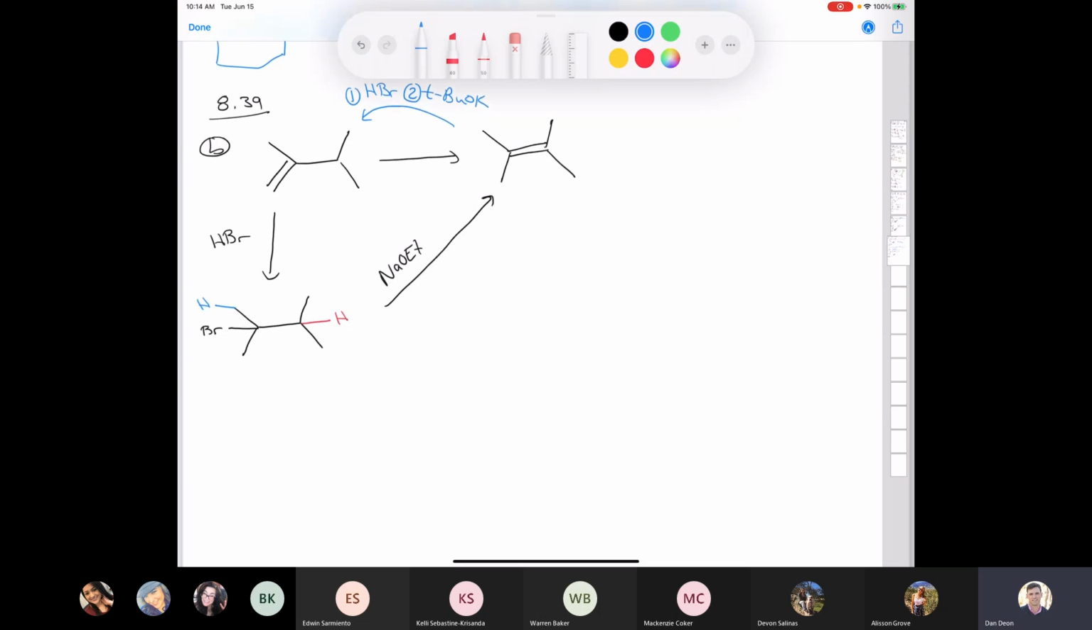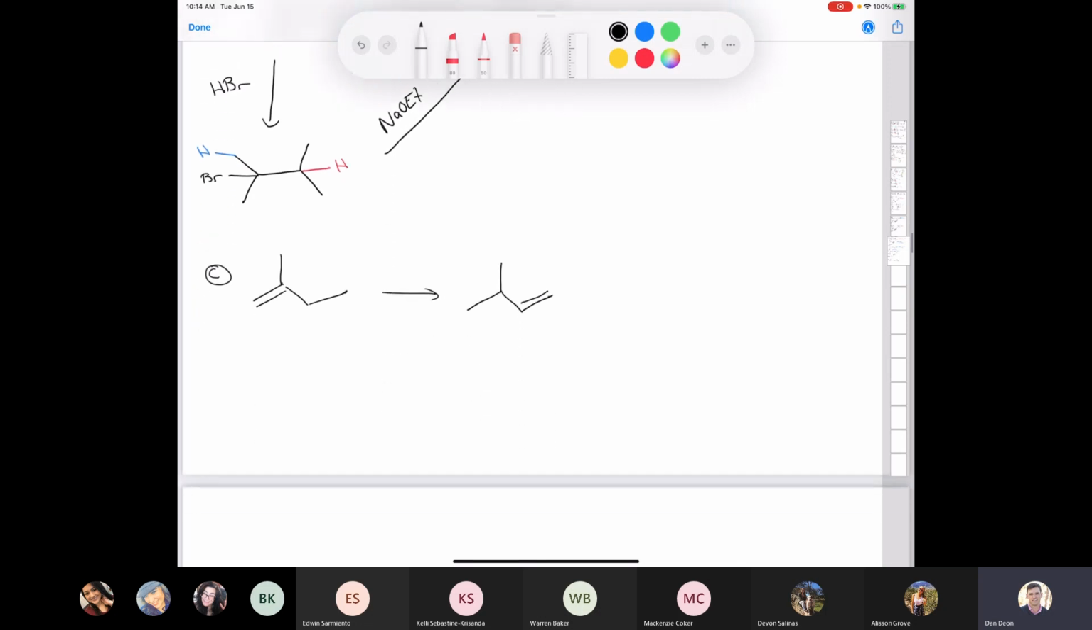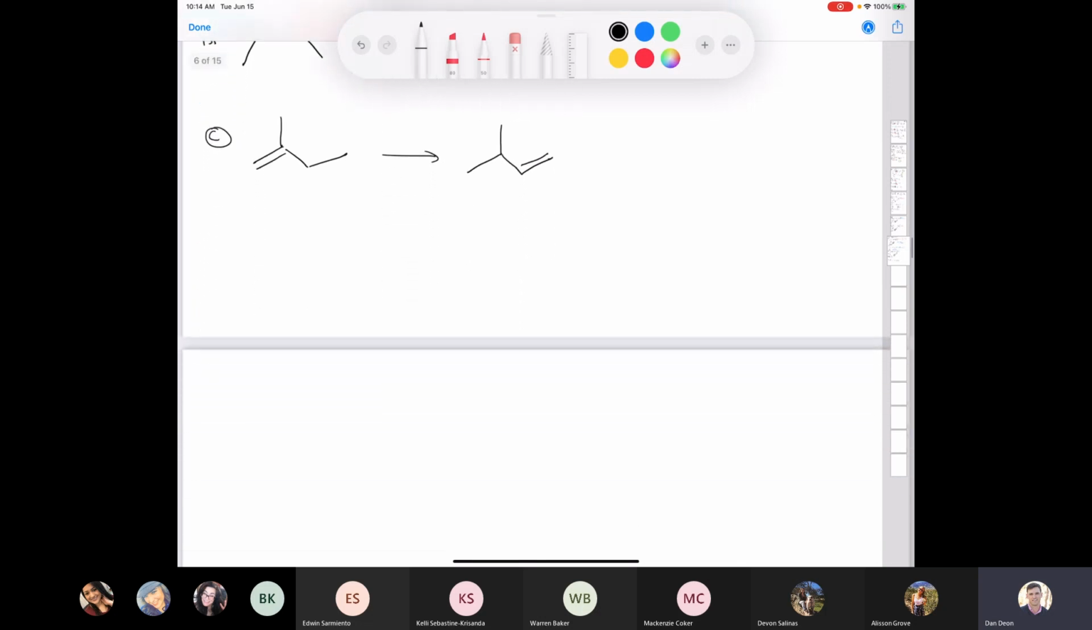Let's see, 8.39C, we have this compound. So this would be 2-methyl-1-butene. And we want to make this compound, which would be 3-methyl-1-butene. So we want to move that double bond around. This is going to require a little more work, won't it?